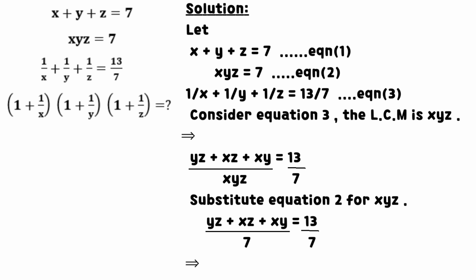Consider equation 3. The LCM is the product of x, y, z. It implies that the sum of the product of yz, the product of xz, and the product of xy, all divided by the product of x, y, and z, equals 13 divided by 7. Substitute equation 2 for xyz. We have a new equation as shown on the screen.